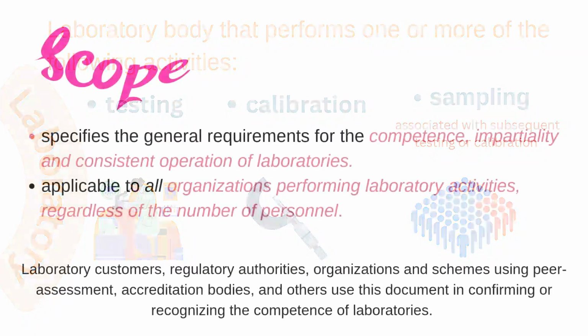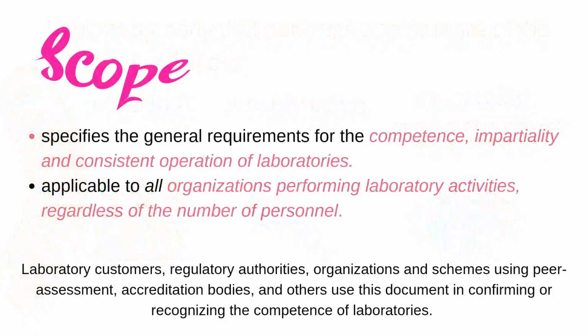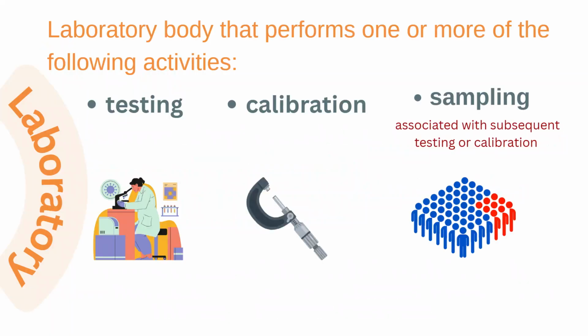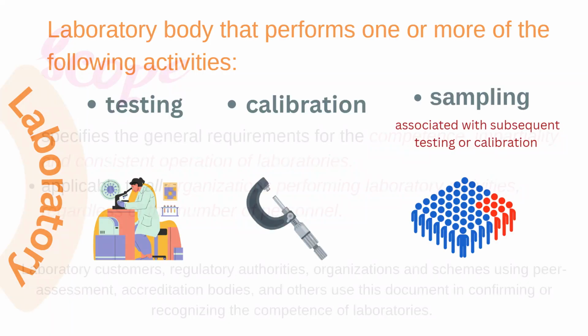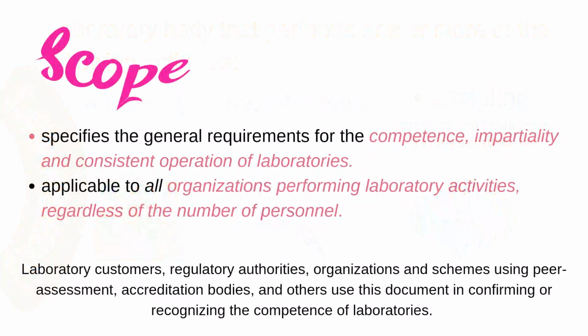Now, what is the scope of this ISO 17025? It specifies the general requirements for competence, impartiality, and consistent operation of laboratories. So, what kind of laboratories? Any laboratories, as long as testing and calibration is considered, it is under the scope. And where does it apply? It applies to all the organizations performing laboratory activities. We know what laboratory activities are: testing, calibration, sampling, regardless of the number of personnel.